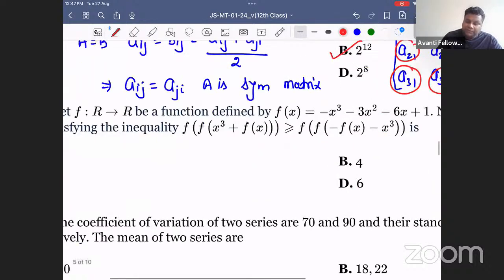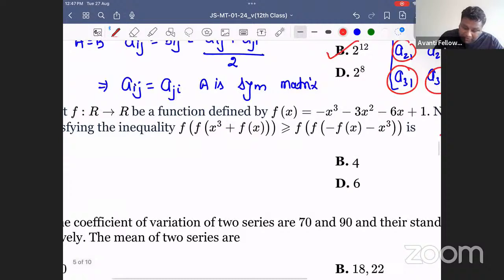Got it? If f is a decreasing function, from this inequality, if I remove this f, I will have to change the sign of inequality. And then again, I will remove this f, so I will again change the sign of inequality. So two times the sign of inequality changed, which means it remains the same.